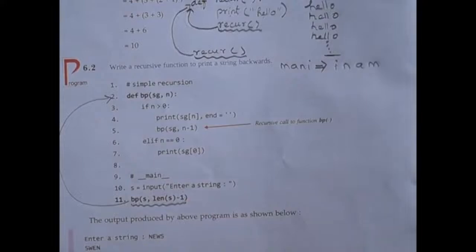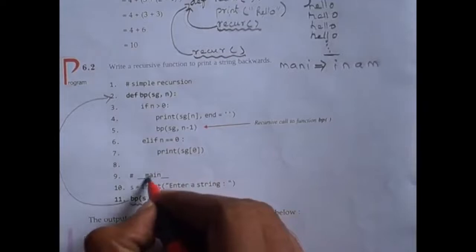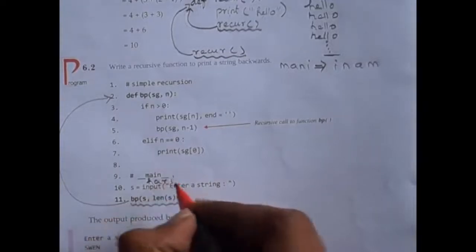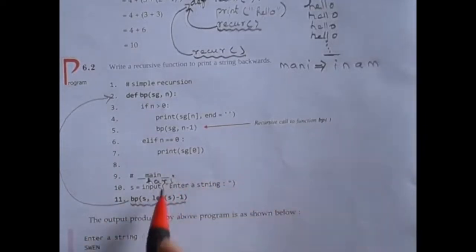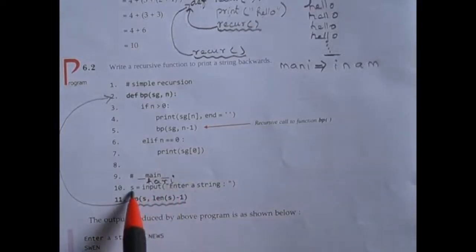What can we enter? We can enter Hari. Then Hari, a word, will be stored in S. So what is the S value? Hari. Don't forget.